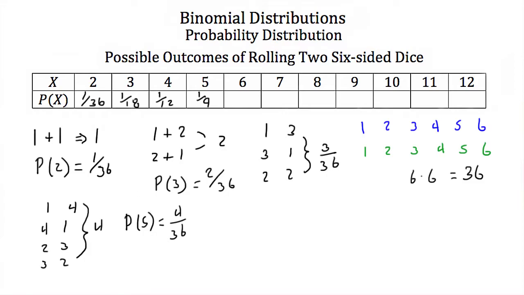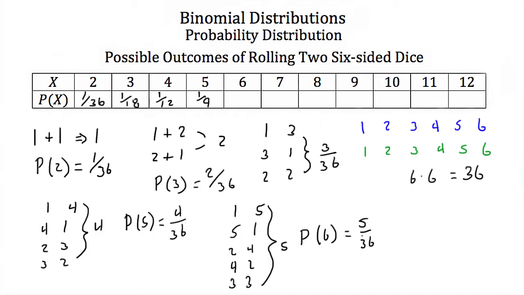Now let's find the probability of getting a 6. Well, ways that I can get a 6: I can roll a 1 and a 5, and a 5 and a 1, a 2 and a 4, and a 4 and a 2, and a 3 and a 3. So there are 5 different ways that I can roll a 6. So my probability of getting a 6, well, that's 5 out of 36, because there's 36 total different rolls with the 2 dice.